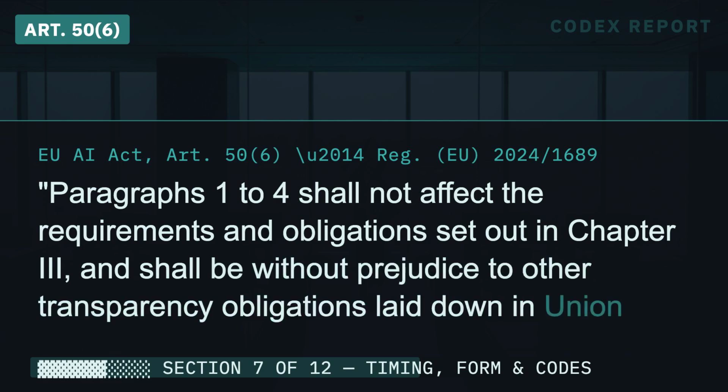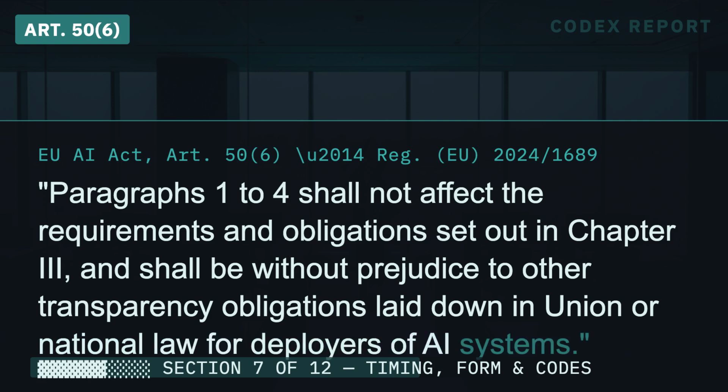The AI Office shall encourage and facilitate the drawing up of codes of practice at union level to facilitate the effective implementation of the obligations regarding the detection and labeling of artificially generated or manipulated content.